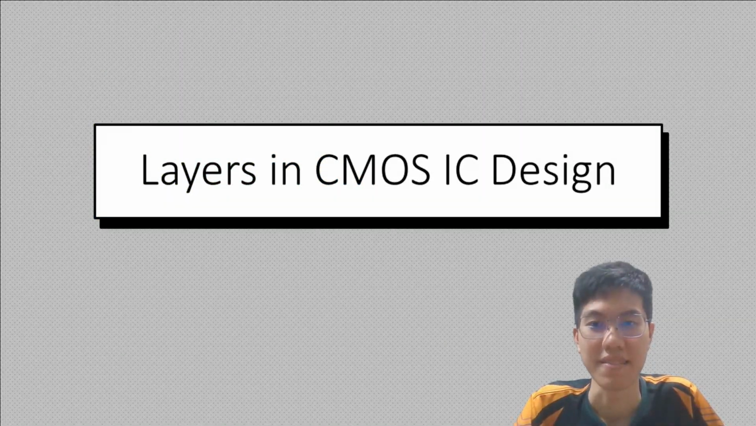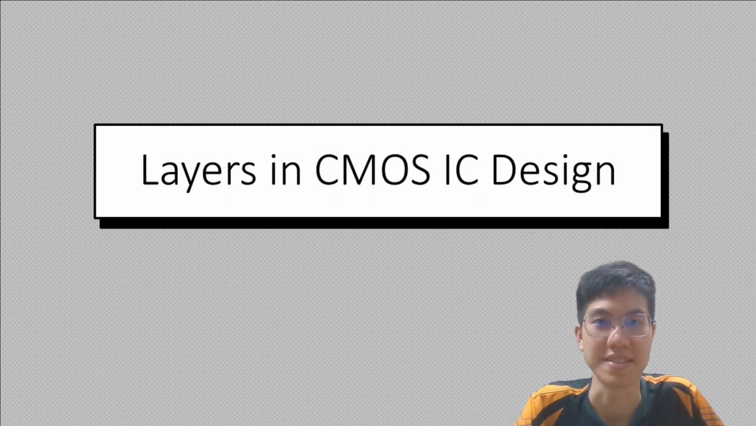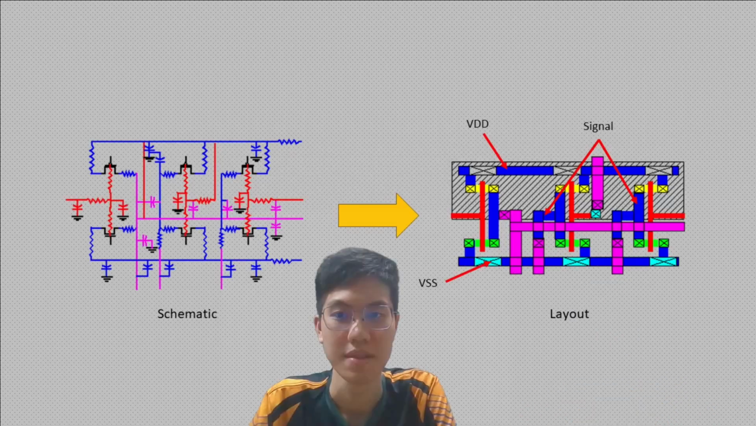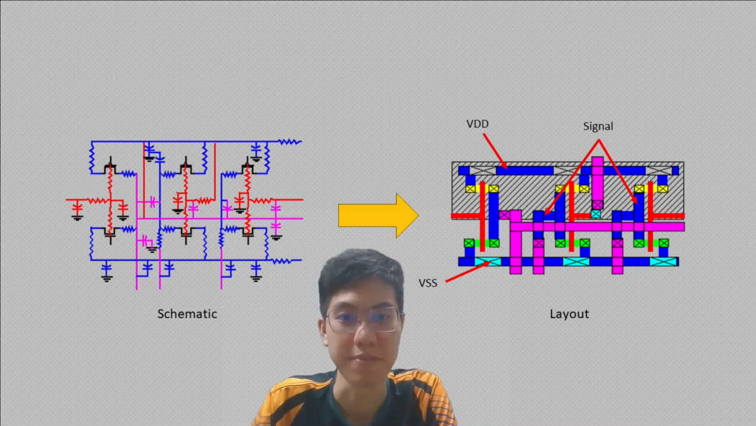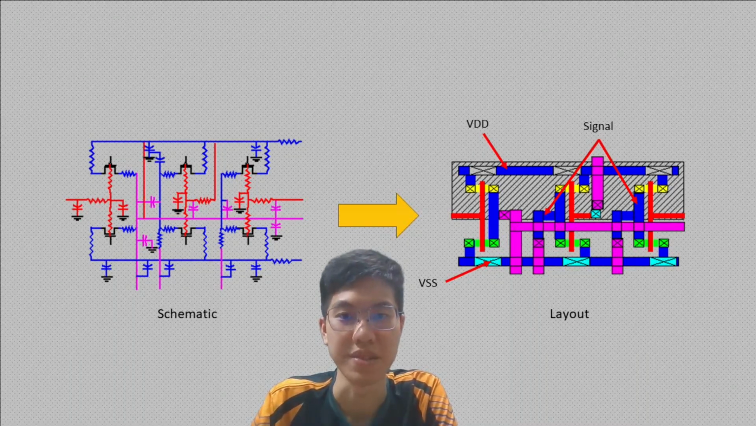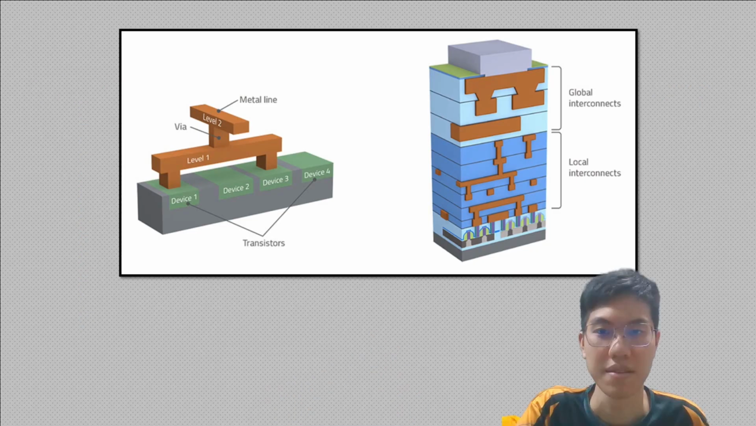Now let us discuss layers in CMOS IC design. In IC design, signals and power need to be transferred from one part of the chip to another, more specifically from one device to another, such as a transistor. As modern-day chips can contain billions of transistors, routing all these devices correctly and efficiently is very challenging as the space available is limited. This causes congestion issues, where the wires do not have enough space to be placed.